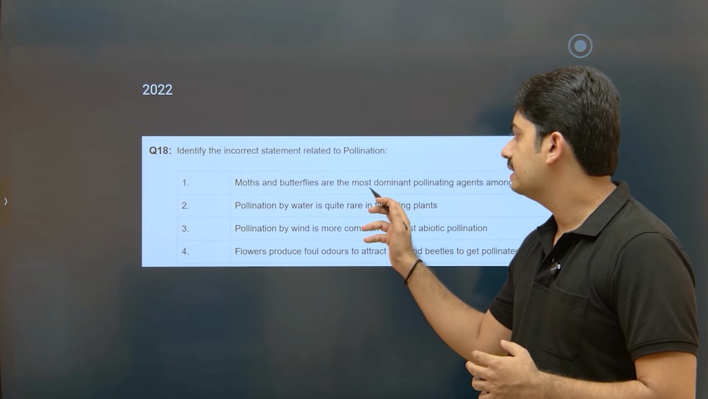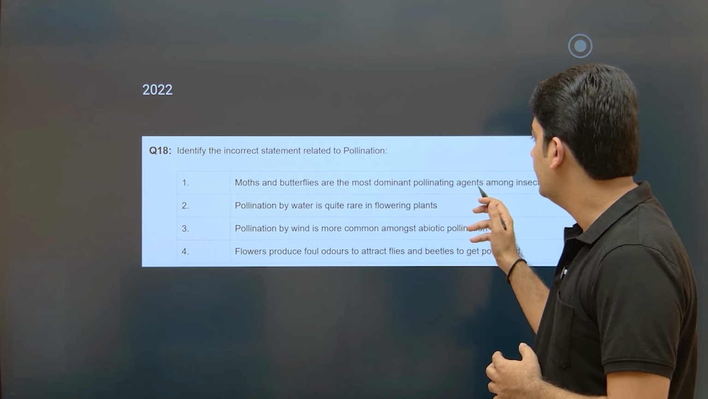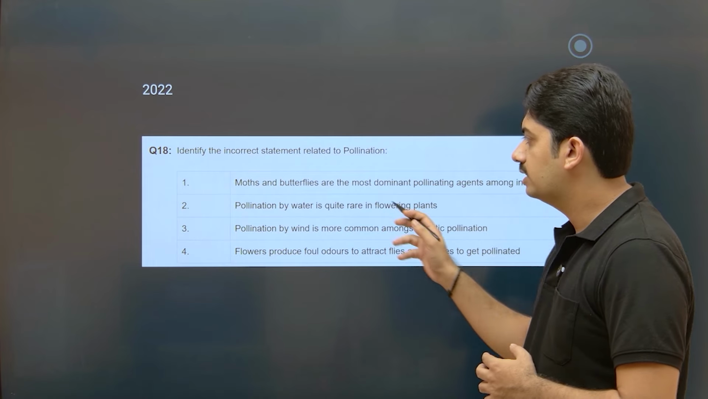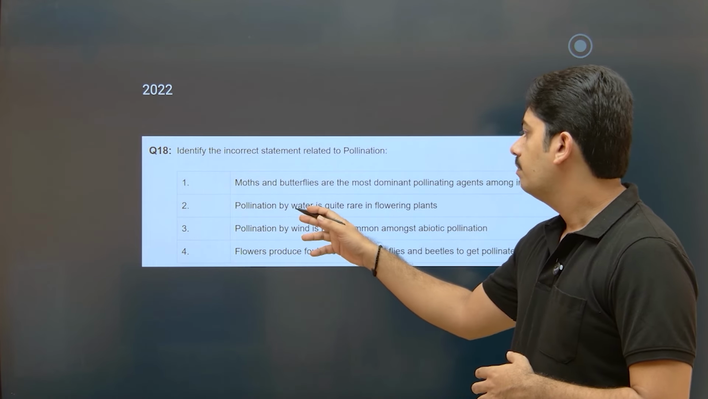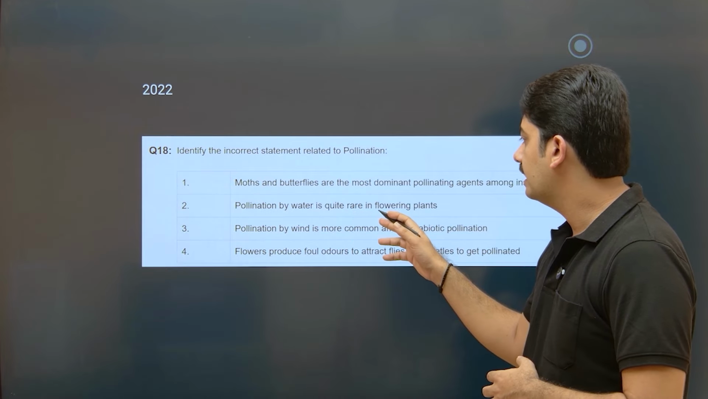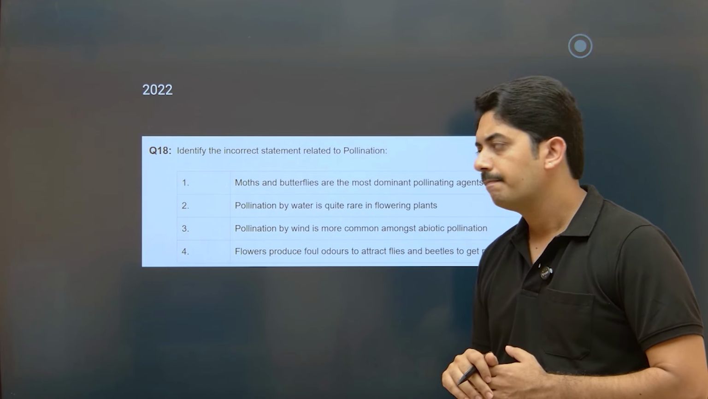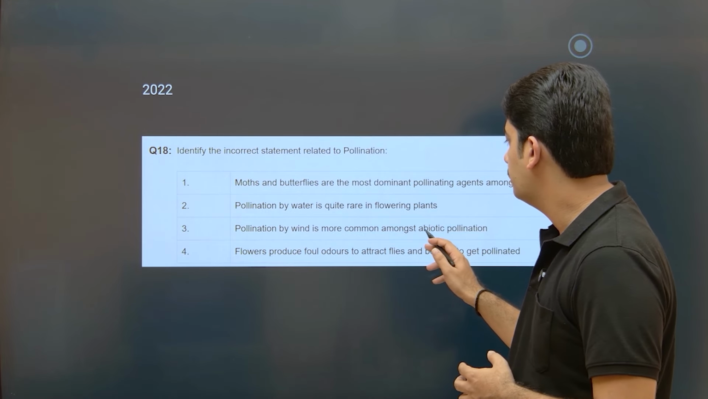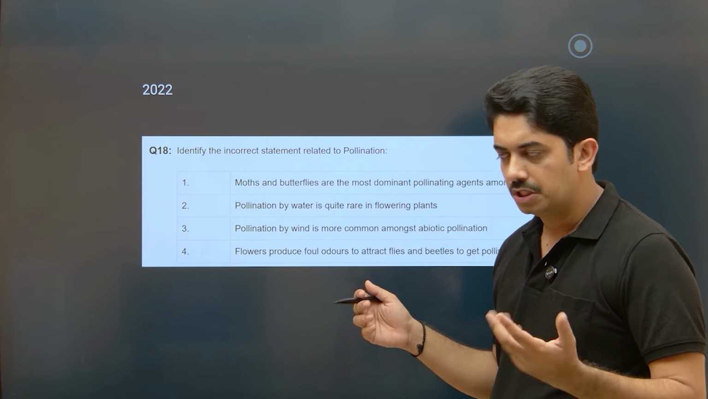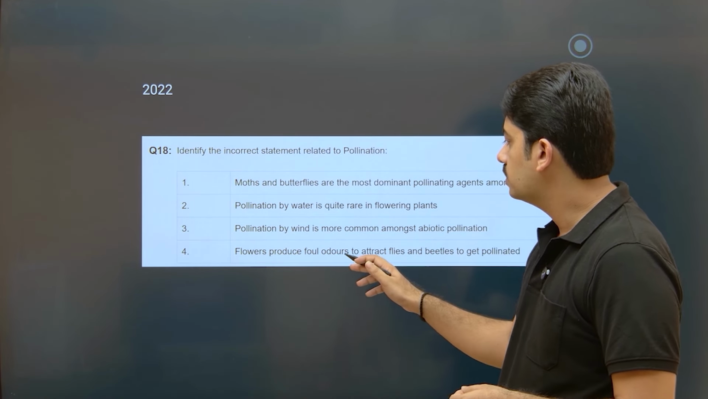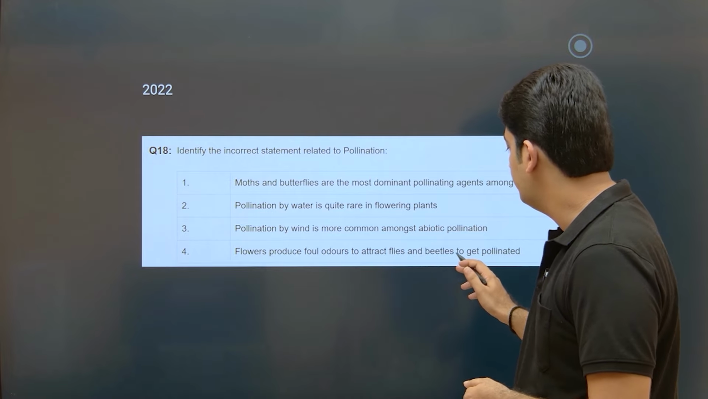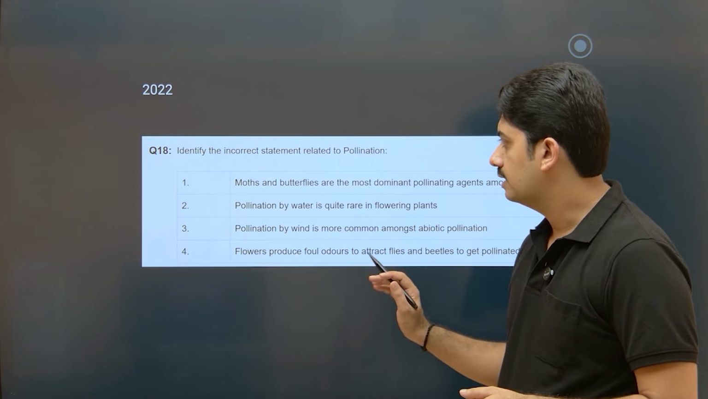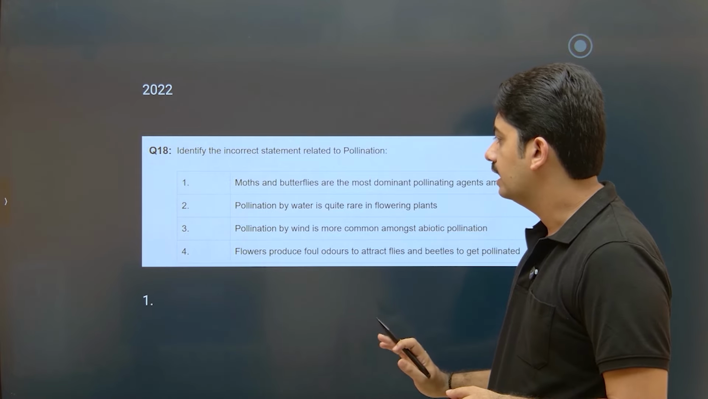Moths and butterflies are the most dominant pollinating agents among the insects. Wrong, it is honeybees. Pollination by water is quite rare in flowering plants. This is correct. Pollination by wind is more common among the abiotic pollination. This is also correct. Flowers produce foul odor to attract flies and beetles for pollination. Yes. So the first one is incorrect.